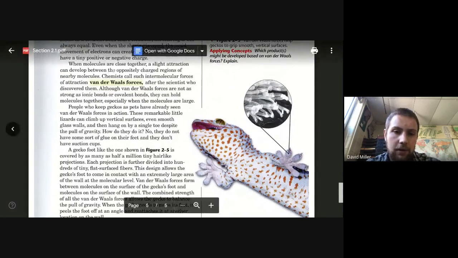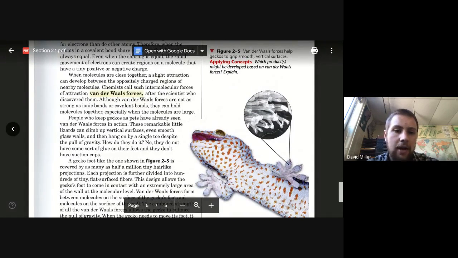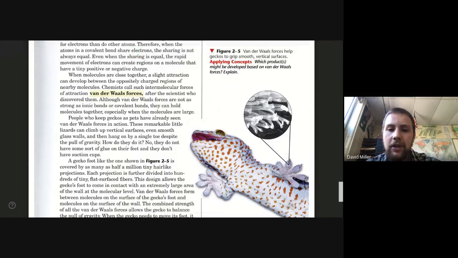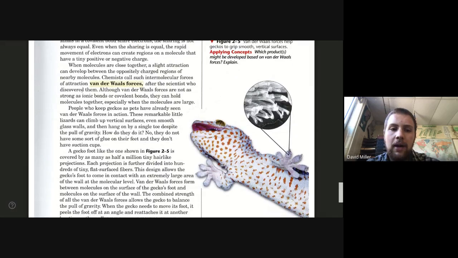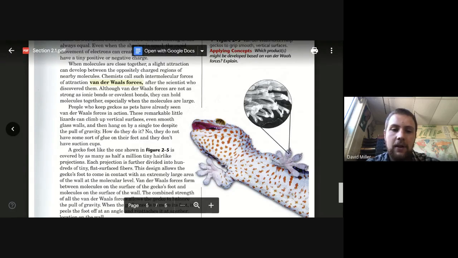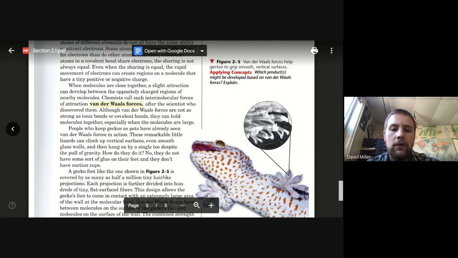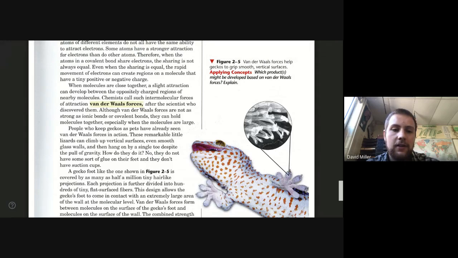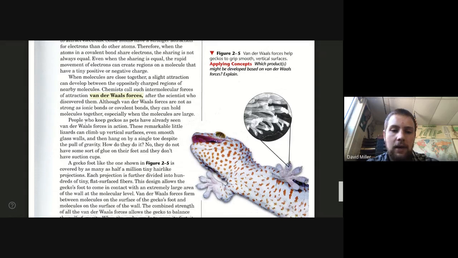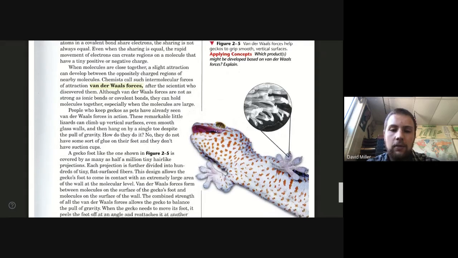When molecules are close together, a slight attraction can develop between the oppositely charged regions of nearby molecules. Chemists call such intermolecular forces of attraction van der Waals forces, after the scientist who discovered them. Although van der Waals forces are not as strong as ionic bonds or covalent bonds, they can hold molecules together, especially when the molecules are large.